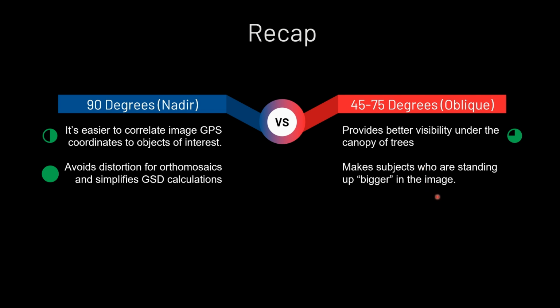And lastly, over here on the right, make subjects who are standing up bigger in an image. 100%, we just saw that in that last example. The more oblique the angle is, the more visible the subject will be in the image. So where does that leave us? What are our final recommendations?